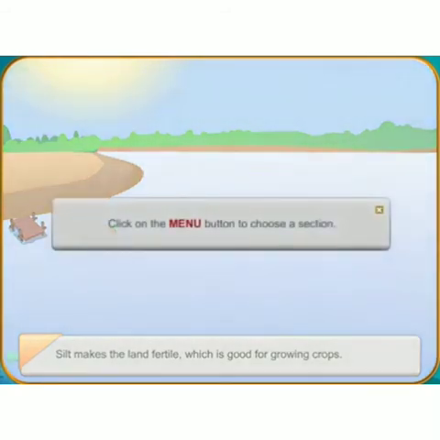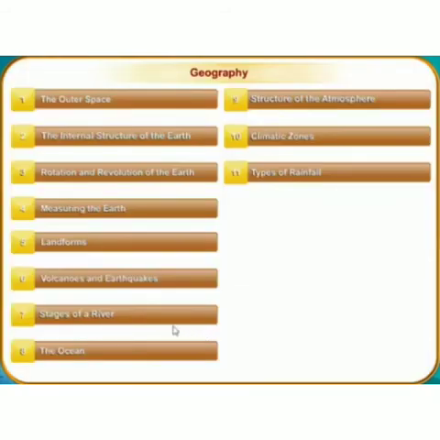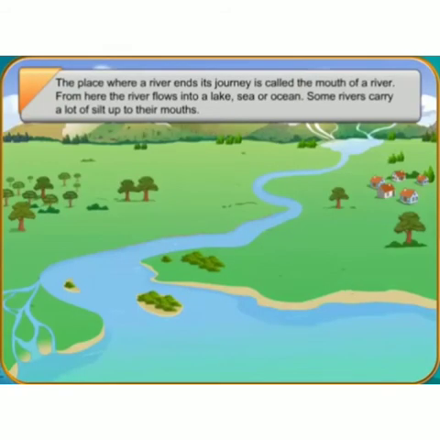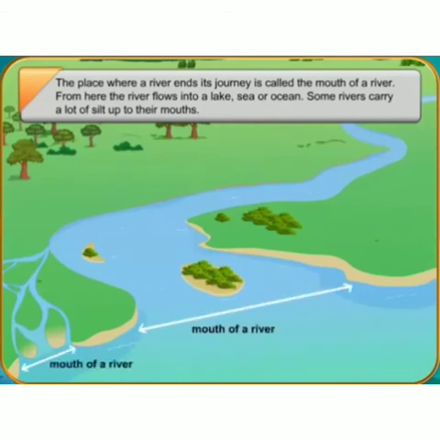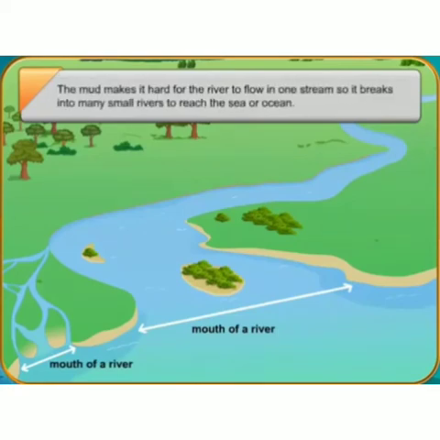Now students, let us discuss about the mouth of a river. The place where a river ends its journey is called the mouth of a river. From here, the river flows into a lake, sea or ocean. Some rivers carry a lot of silt up to their mouths. The mud makes it hard for the river to flow in one stream, so it breaks into many small rivers to reach the sea or ocean.